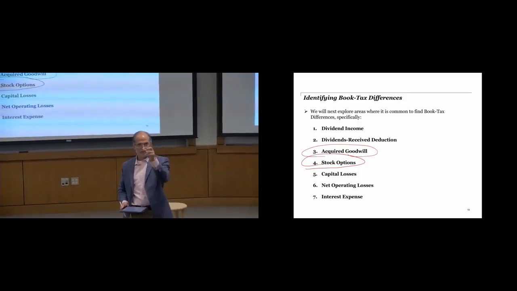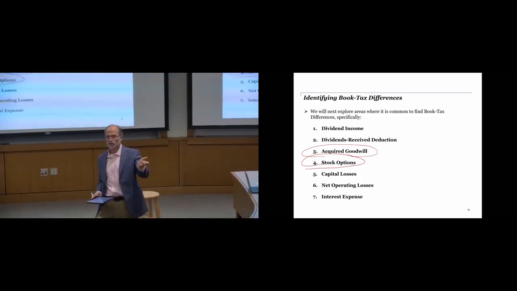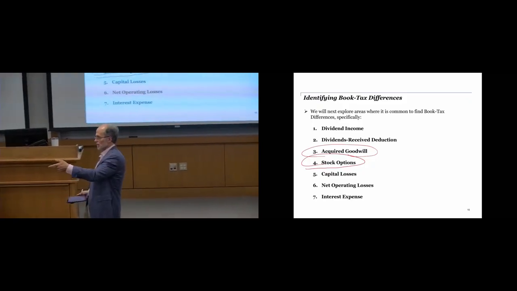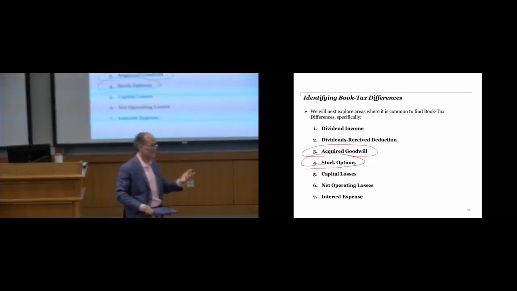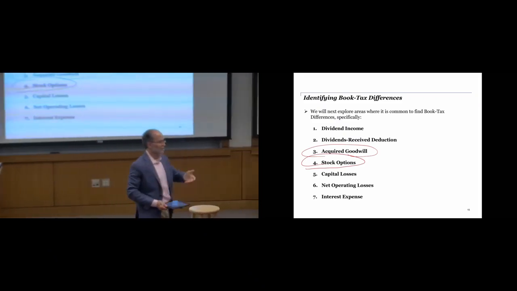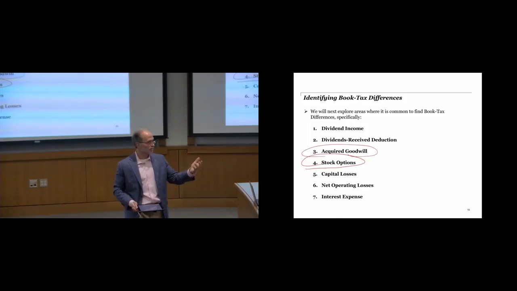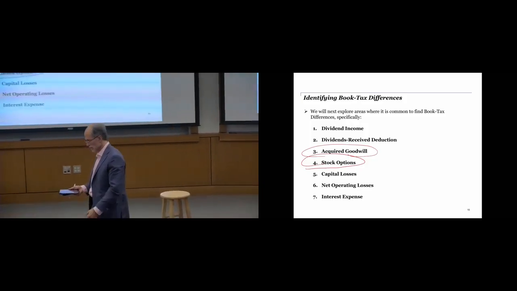Am I increasing or decreasing amortization of the goodwill? Increasing it to get the book to tax is a good thing. That's going to be more deductions on the tax return, paying less. That's favorable. If I have a big impairment that I can't deduct, then that's a bad guy. That's unfavorable. Stock options.